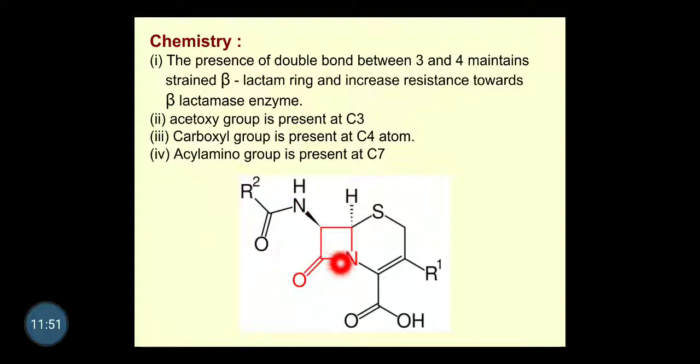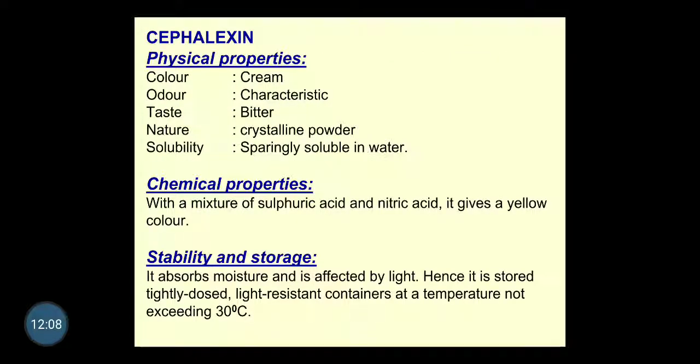As far as the numbering is concerned, the aminoacyl side chain will be at the 7th position. In case of penicillin it was at the 6th position, but in cephalosporin it will be at the 7th position. So that is to generalize the point regarding the chemistry of cephalosporin types of antibiotics. The first example we are going to see is cephalexin.